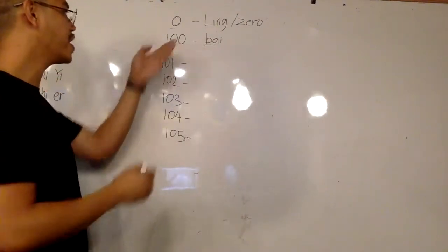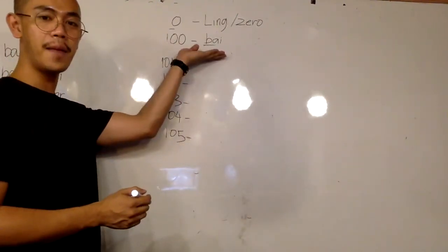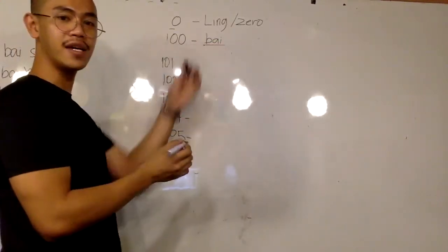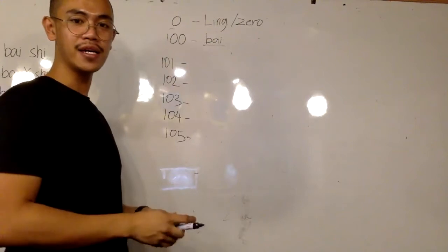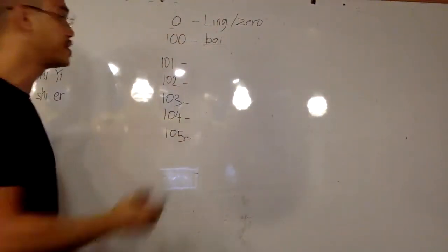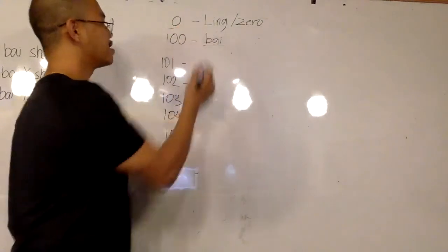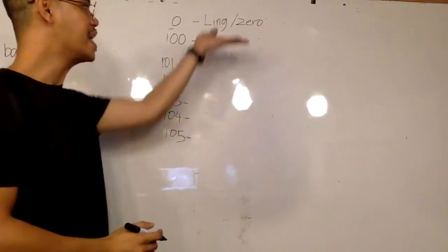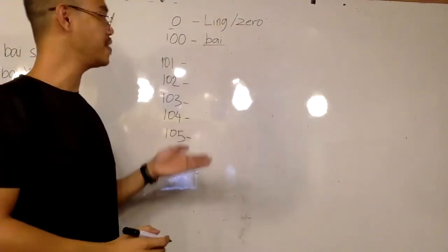So 100 is bai. Okay, but before that, let's learn what 0 is. 0 is ling. Ling is 0.